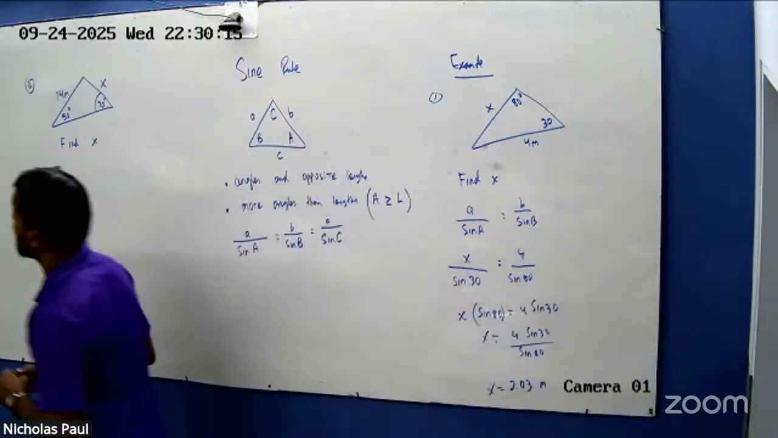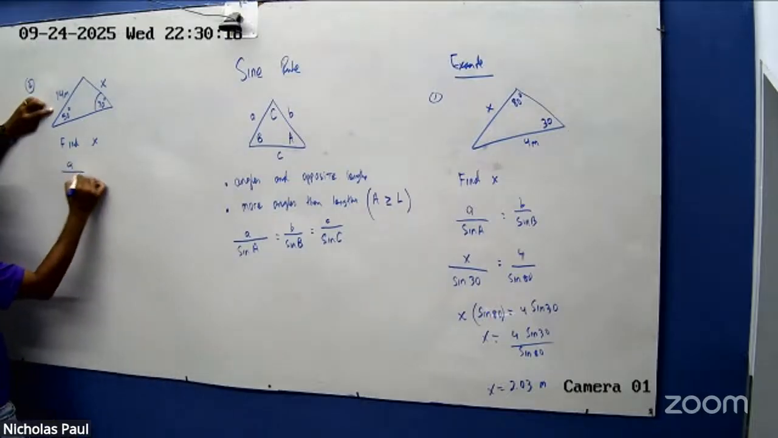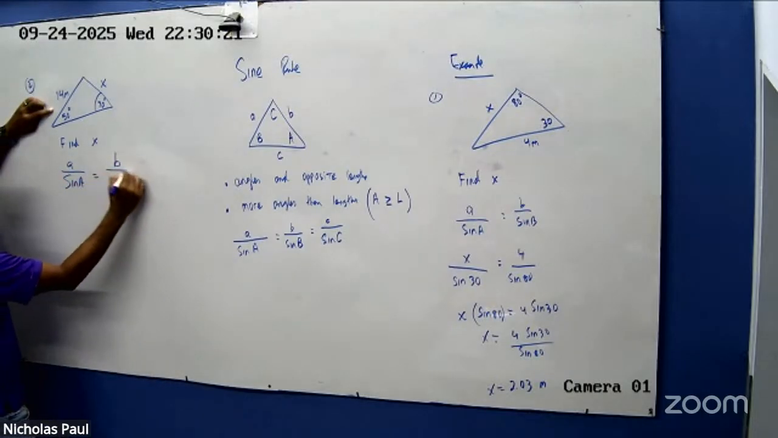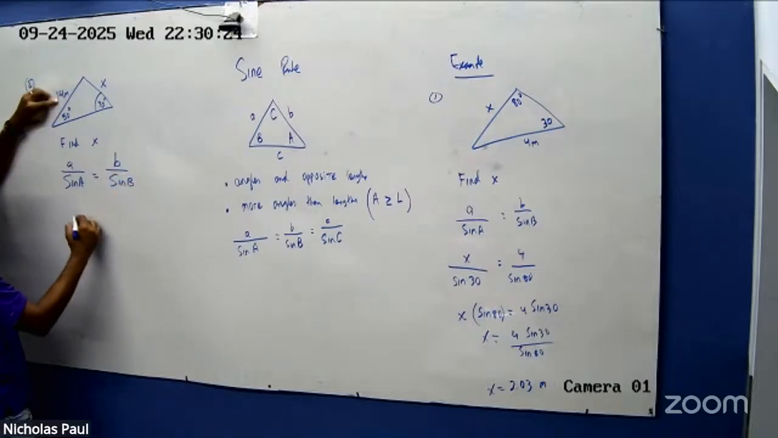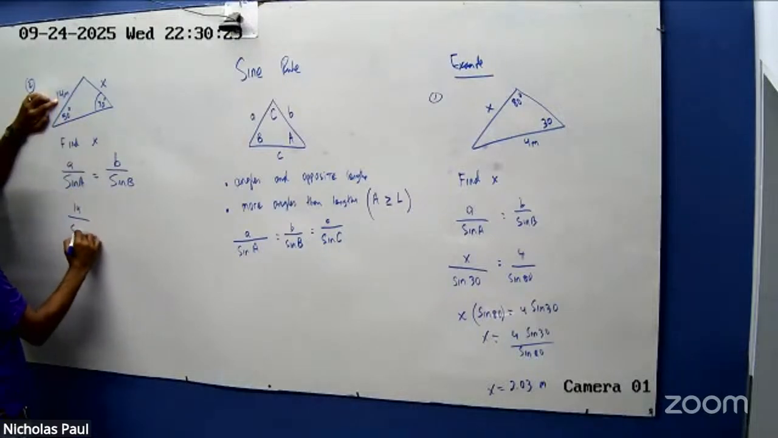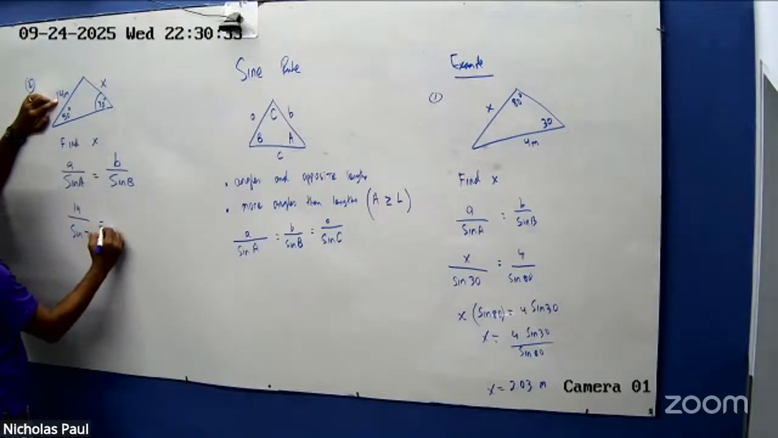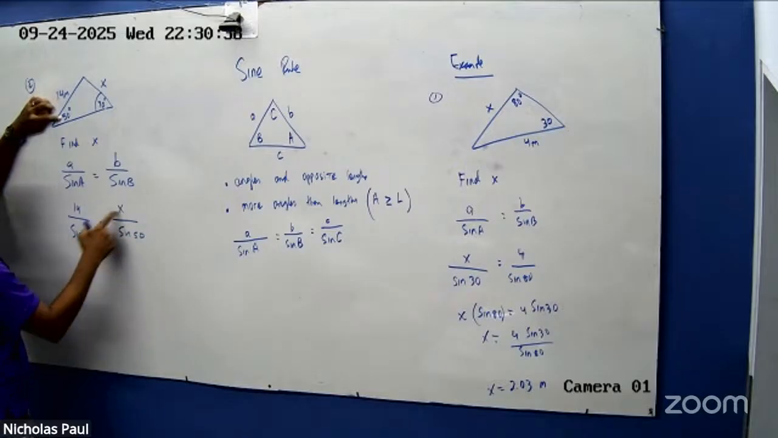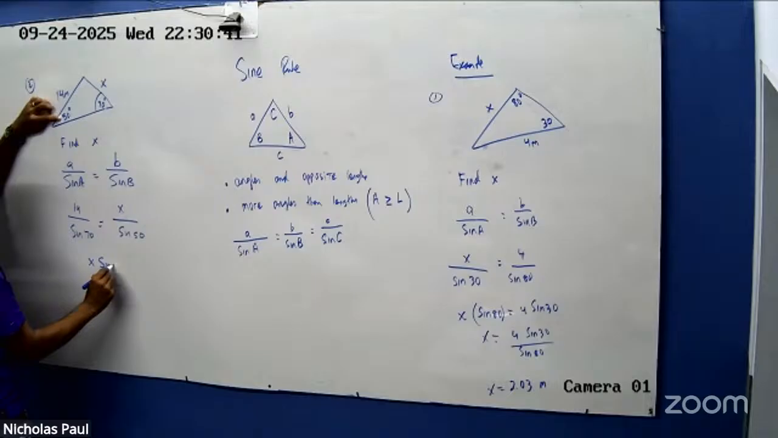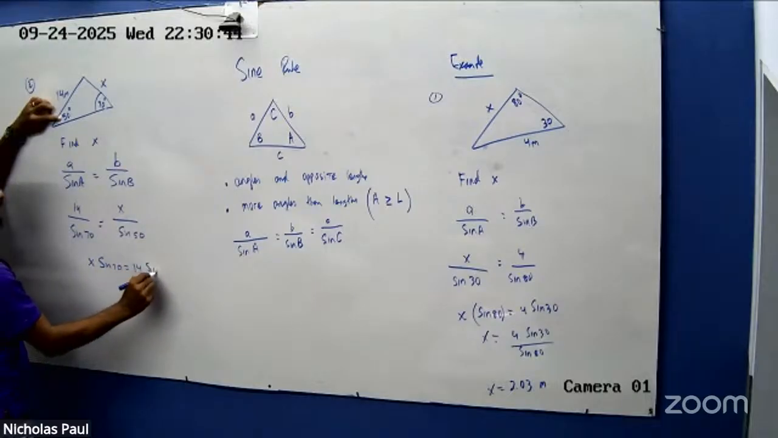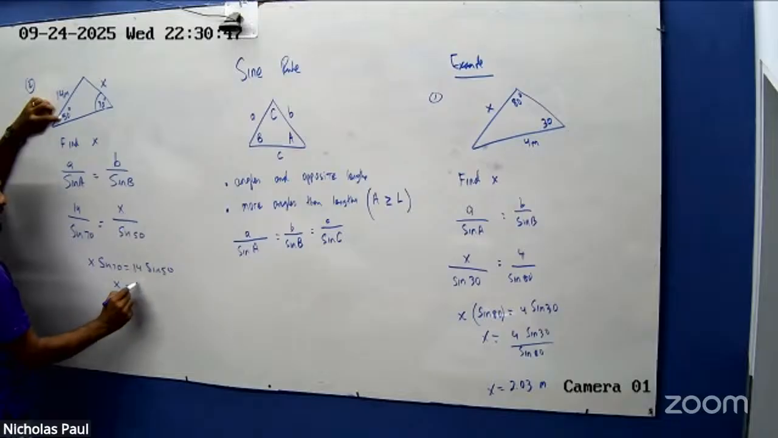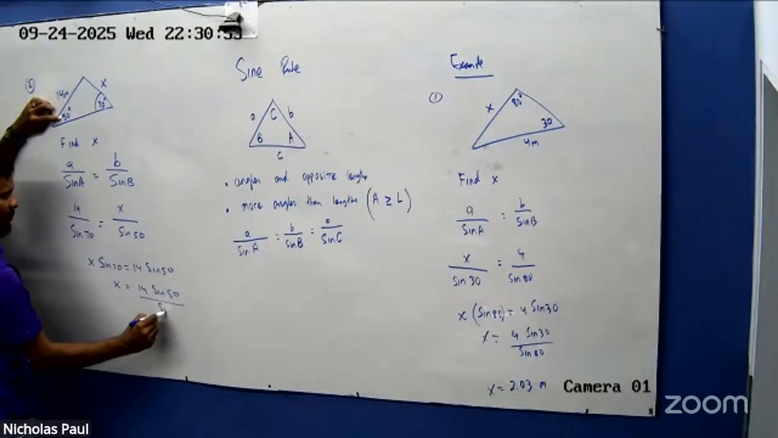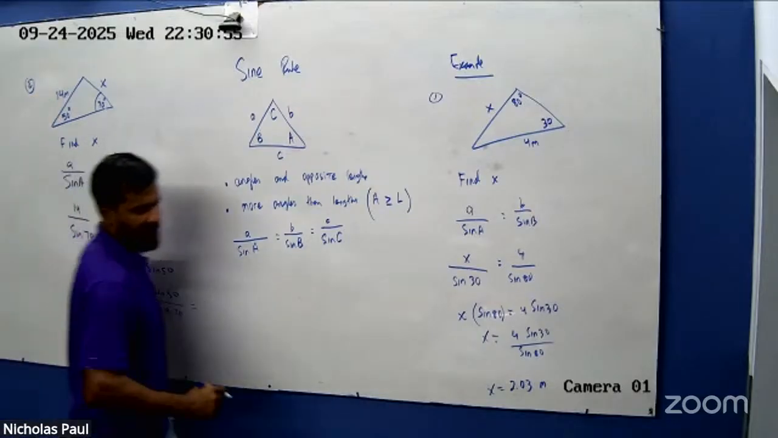Right? Let's see what you got. So again, we're using a over sine A is b over sine B. So a is 14. It doesn't really matter which is a, but I choose a as 14 over sine of the opposite angle, and b is x over sine 50. And then cross multiply: x sine 70 is 14 sine 50. Then you make x the subject, carry across sine 70, and you'll get your answer.